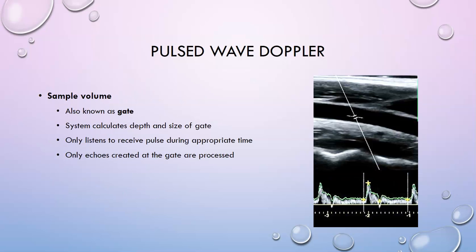In pulse wave Doppler, you have a sample volume known as a gate, and the system will then calculate the depth and size of the gate. What the gate does is tell the system that this is the time we're going to listen to the signal to determine the Doppler shift. This is the only time we want to listen to the signal. When that signal comes back from the gate, those echoes are processed. The rest of the echoes that come along this interrogation line are not going to be processed. Only when they come from this gate are they even processed.